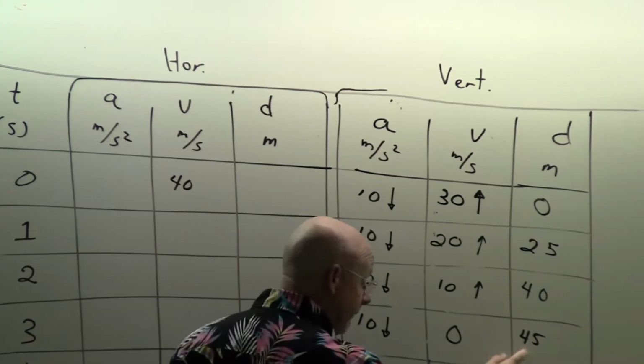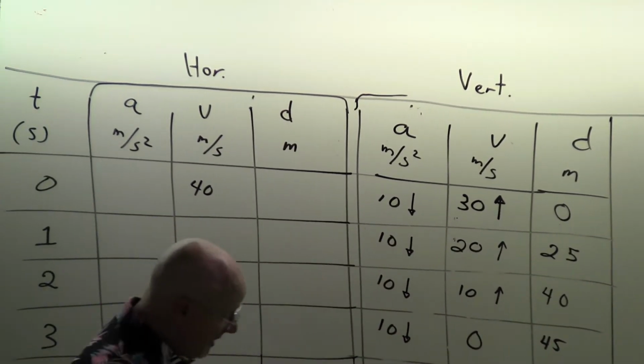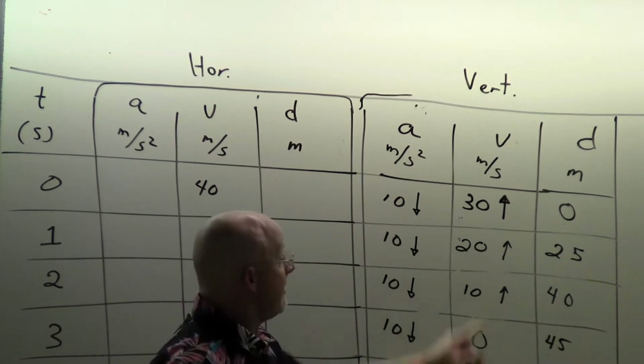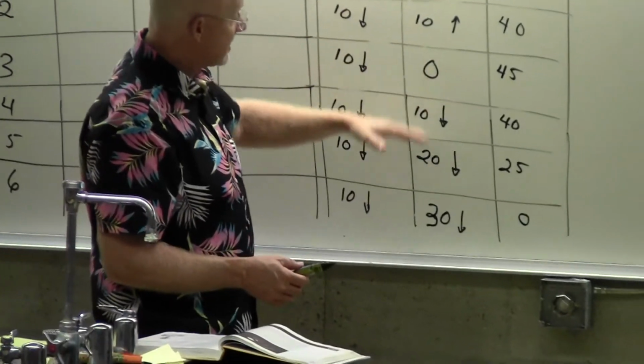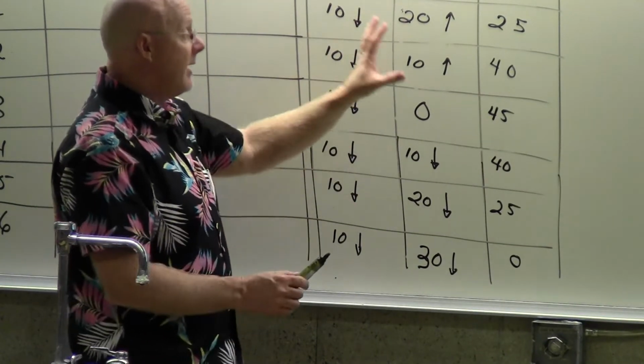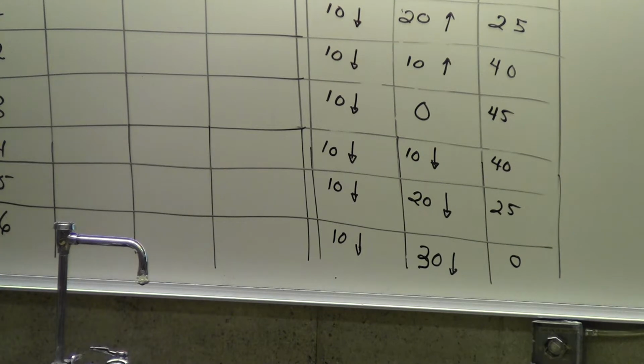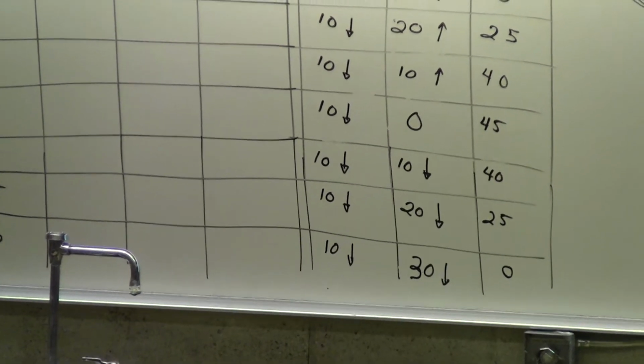So how high did it go? 45. How much time? 6 seconds. What's its speed when it got back to the ground? 30, the same I threw it up as, right? Exact same numbers on this half as in this half. So again, hopefully you're seeing that, hey, yeah, this is pretty easy. You know, I'm simply doing the same numbers that I did in chapter 2.